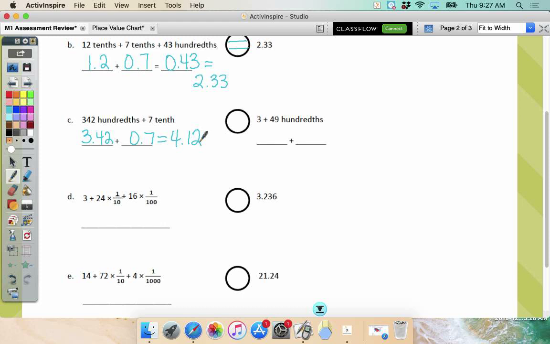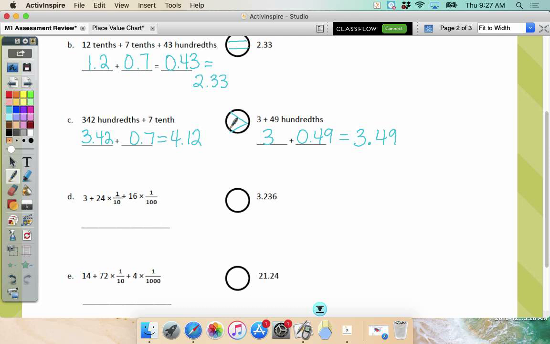This one right here, I think I can add in my head. 3 plus 49 hundredths. 3.49. It's almost like adding $3.49, isn't it? Yeah. So which one's larger? Okay, you should be writing on your paper. 4.12. Okay.